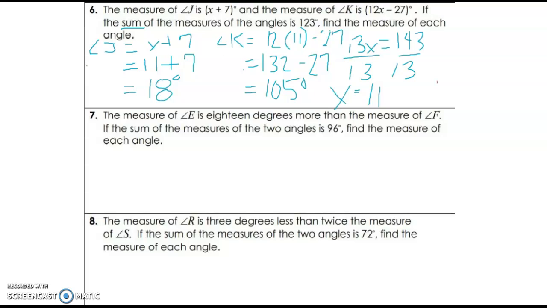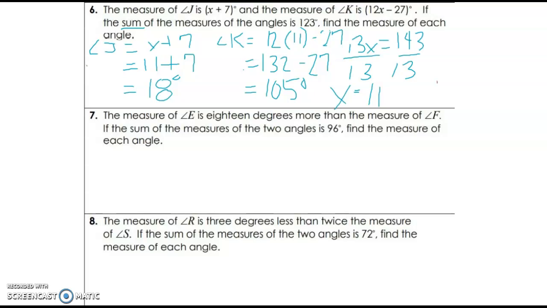So again, we had to figure out what x was first, and then we substitute x into our equations to figure out the measure of angle J and the measure of angle K. Now let's look at number 8. This one's a little more challenging.